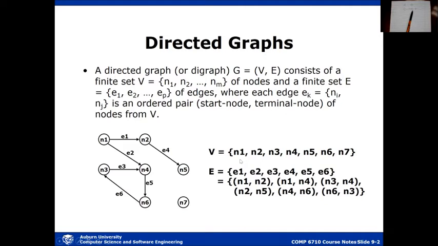In this particular case, how many vertices do we have? We have vertices from n1 all the way to n7. And how many edges do we have? We have e1 up to e6. So here, how do you represent individual edges? Here we have n1, n2. That's the starting node and that's the ending node for e1. Don't you think this is a piece of cake? We learned this in kindergarten.